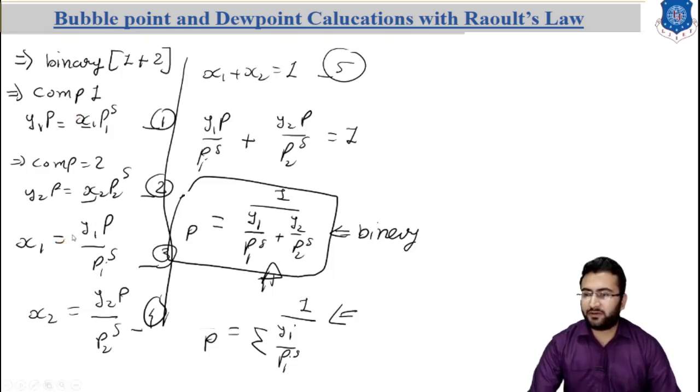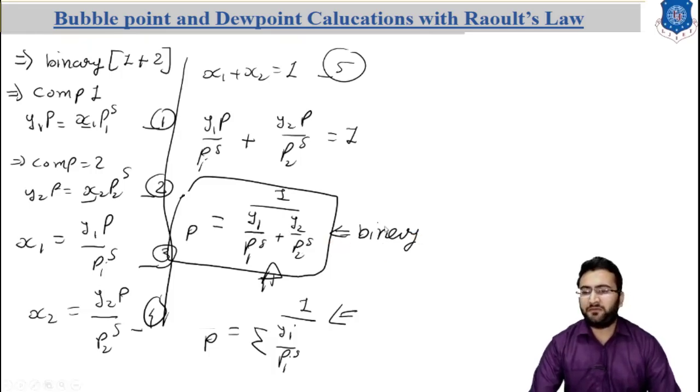So x1 is equal to y1 into p upon p1 saturated and x2 is equal to y2 p upon p2 saturated. Now using equation number 3 and 4 in equation number 5, we will get an equation like this. Now rearranging this equation, taking p common and taking it to this side, it becomes p. So this equation becomes p is equal to 1 upon y1 upon p1 saturated plus y2 upon p2 saturated for the binary system.